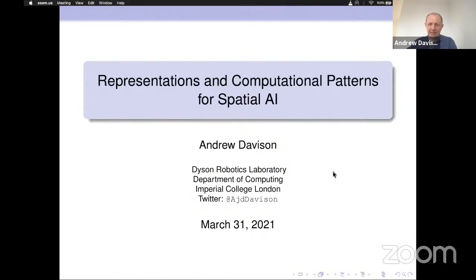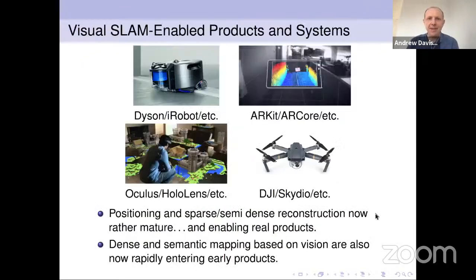So the title of my talk is Representations and Computational Patterns for Spatial AI, and hopefully by the end of the talk you'll have a reasonable idea of what I'm talking about there, but it's very much related to my vision of where this whole field is going. So let's just start with having a bit of a think about where we are now.